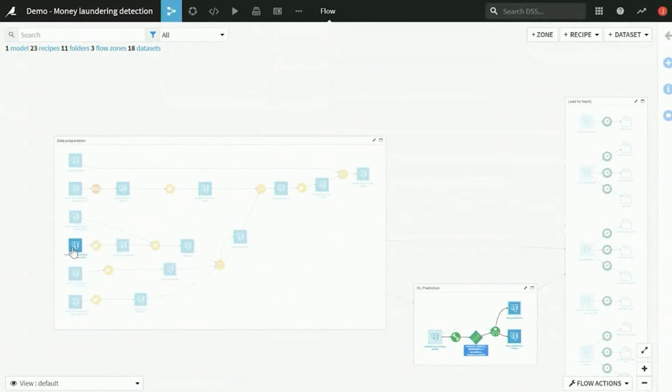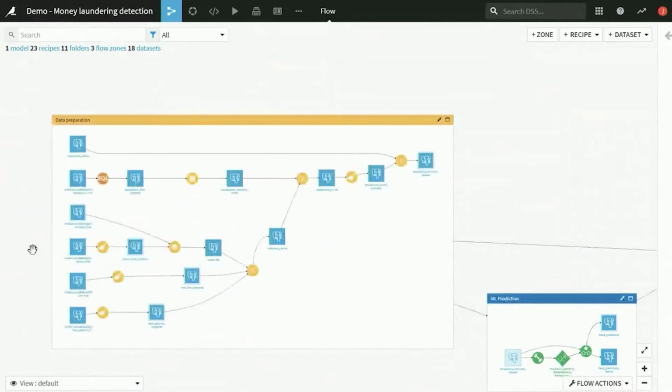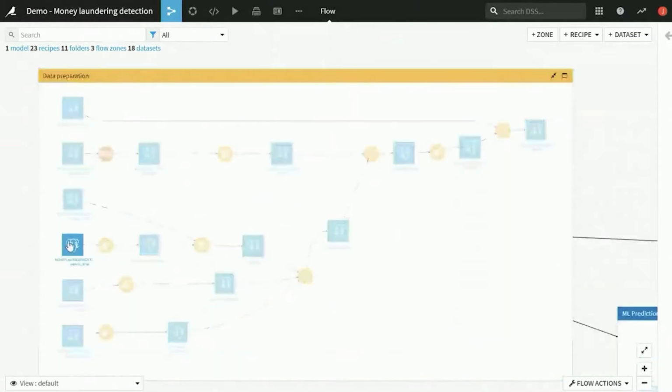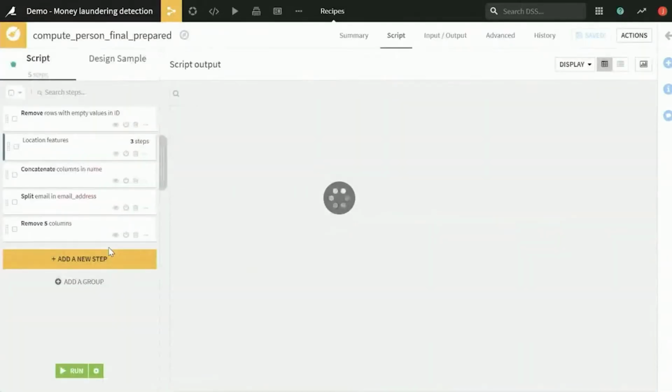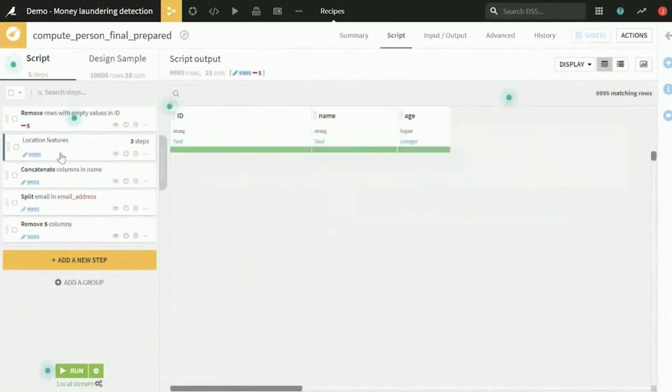So here is the original data that we use for the demo, stored in a relational database, a Postgres database. For example, here we have a person table. With Dataiku, we can clean that table. So let's look at what it looks like. We can remove some columns, for example, but we can go beyond that.